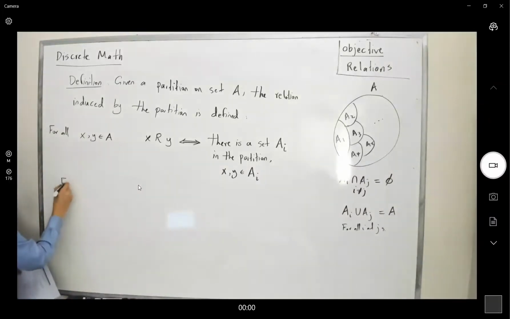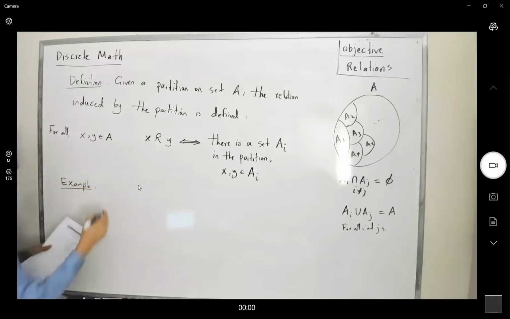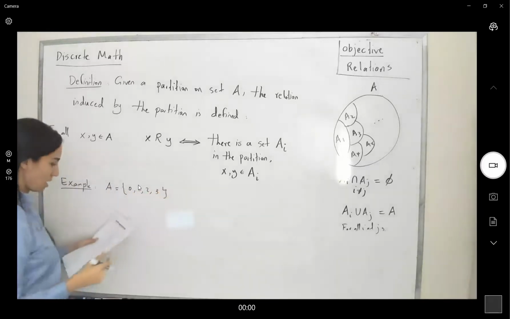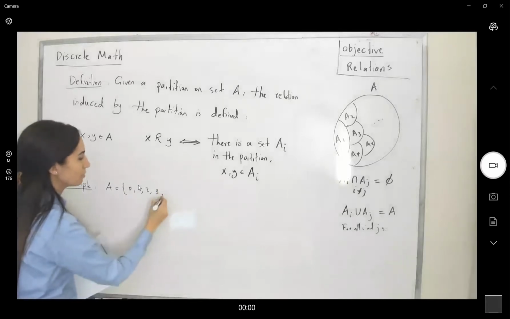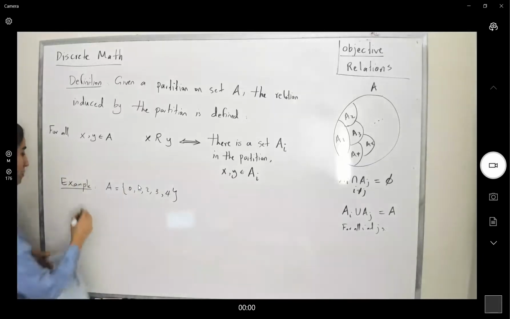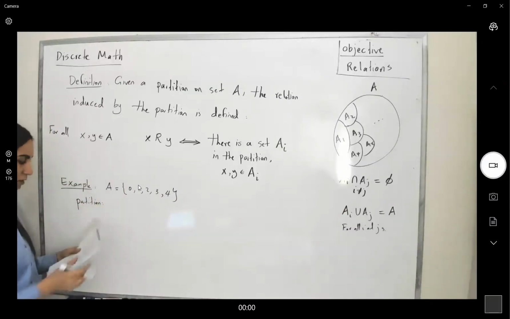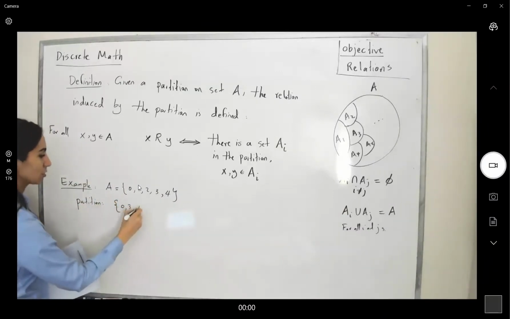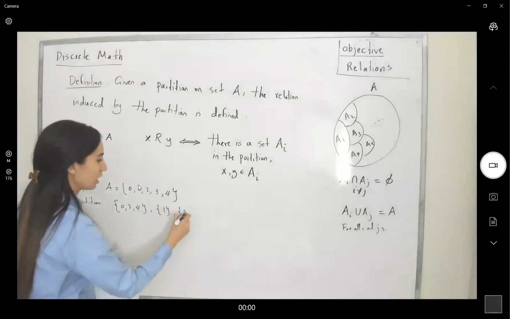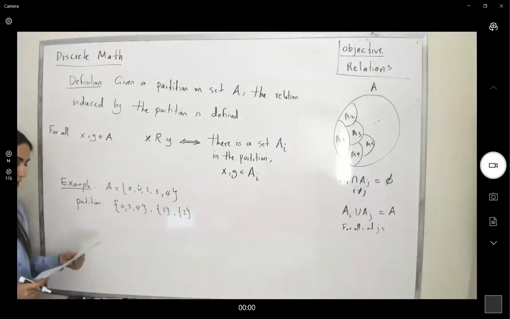For example, take set A to be the set including 0, 1, 2, and 3. Let's include 4 as well. And suppose we have a partition this way. The partition is defined as these subsets: 0, 3, 4, and we have 1, and we have 2. The question says, find the relation R induced by this partition.